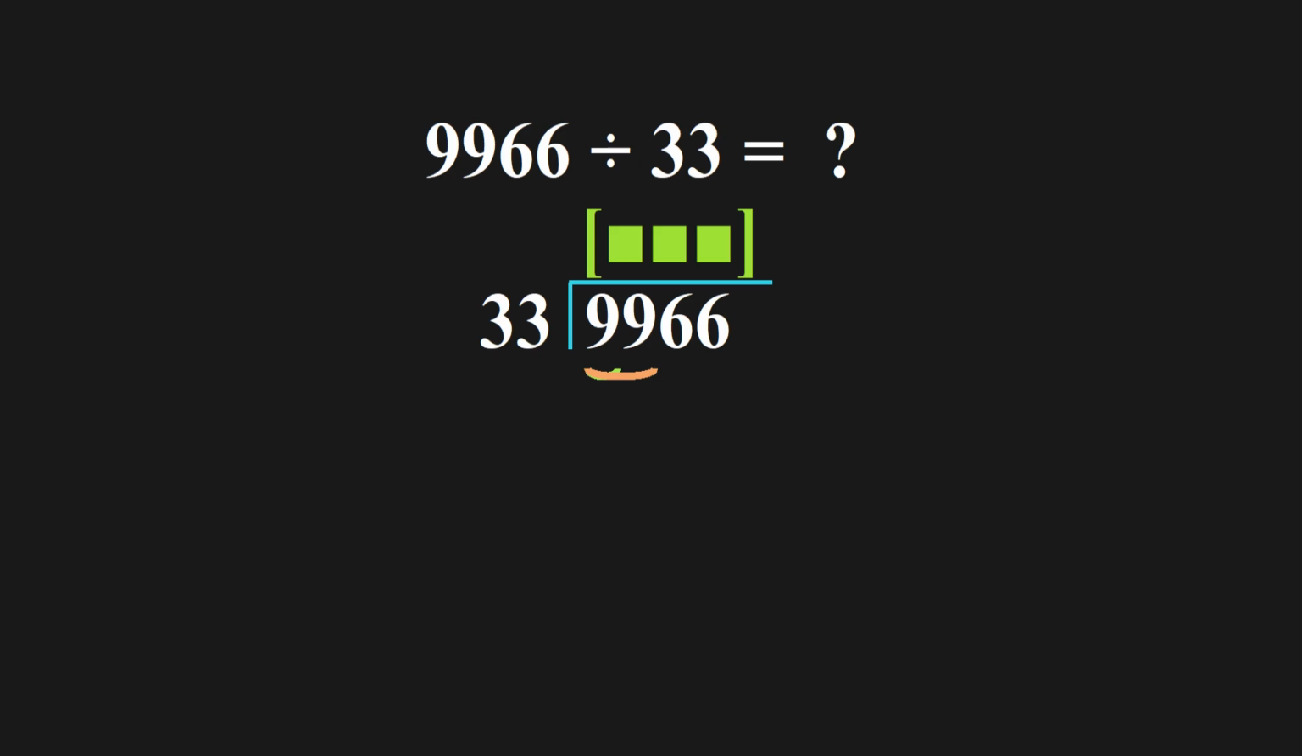How many 33 are in 99? The answer is 3. Now multiply 3 by 33, which gives us 99. Draw line and subtract 99 minus 99, which leaves us with 0.